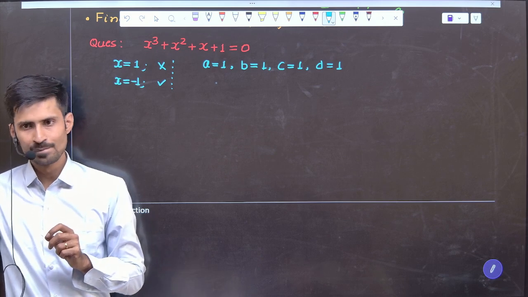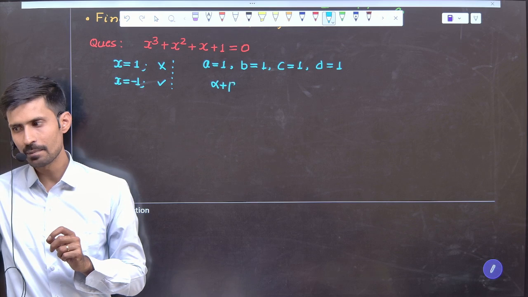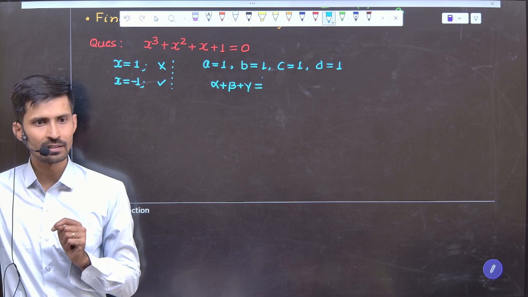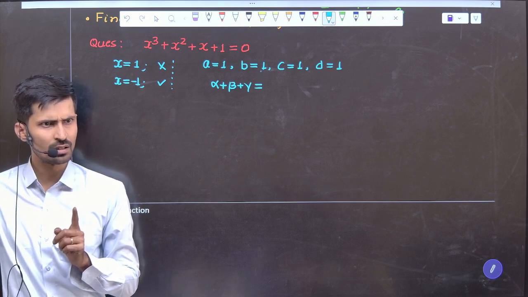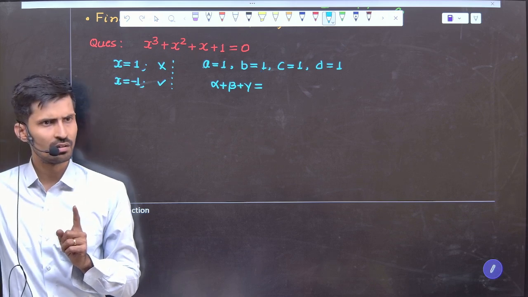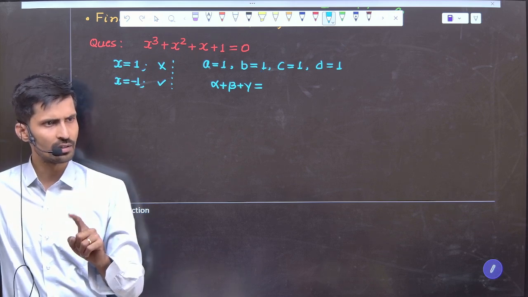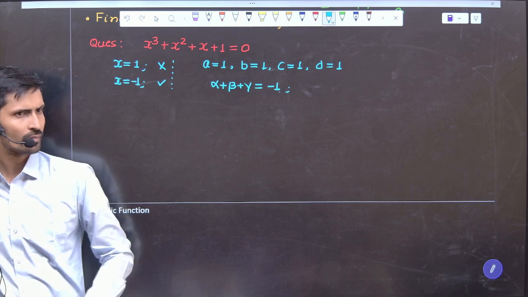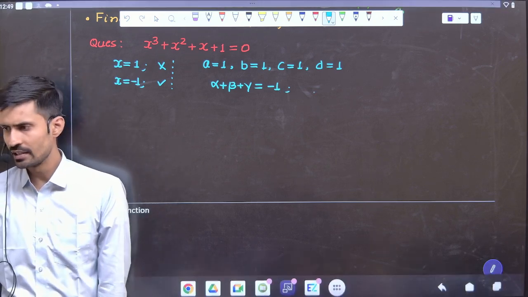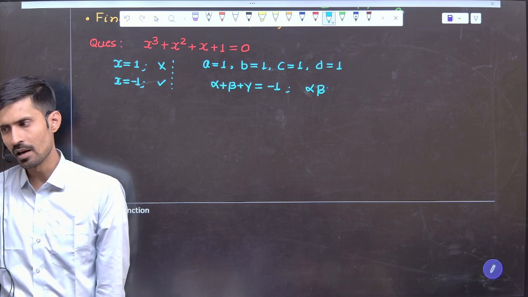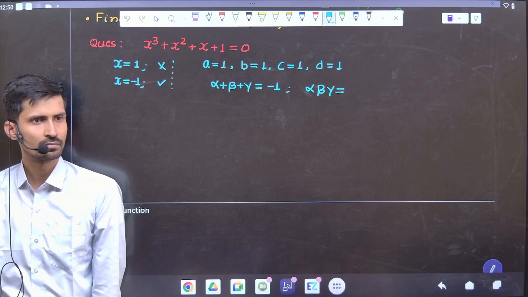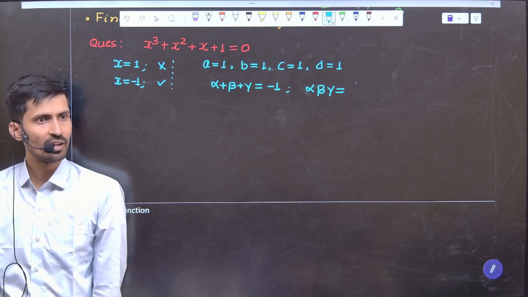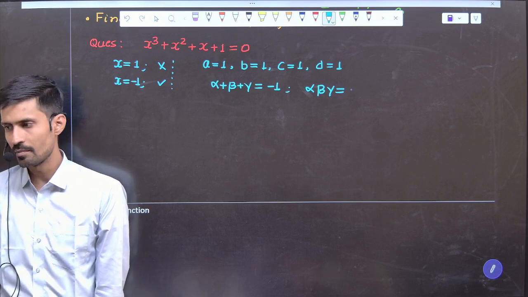Now, remember alpha plus beta plus gamma. What is this? Minus B by A. What is B? What is A? So minus 1 by 1, that will be minus 1. Understood? Now you will write alpha beta gamma, which is minus D by A. What is D? What is A? Minus 1 by 1, minus 1.